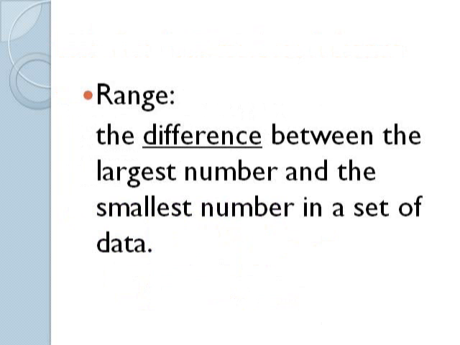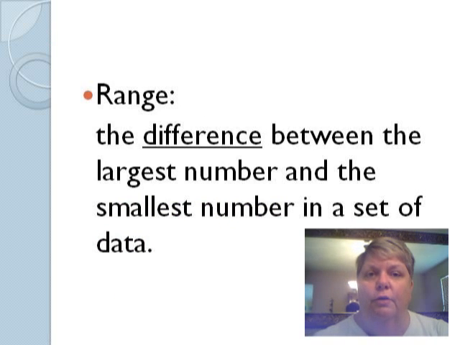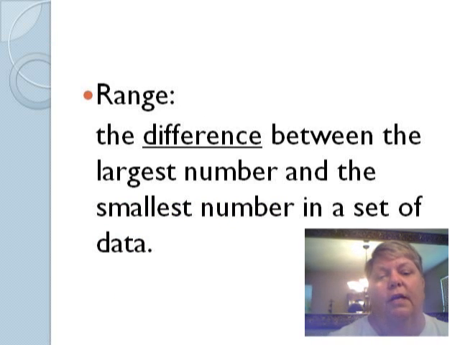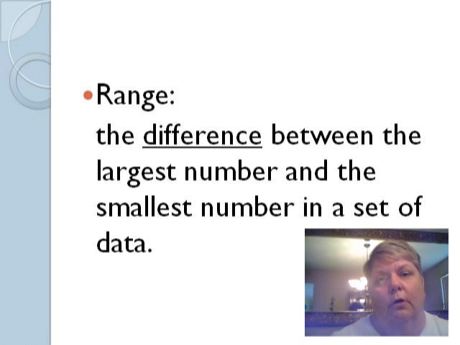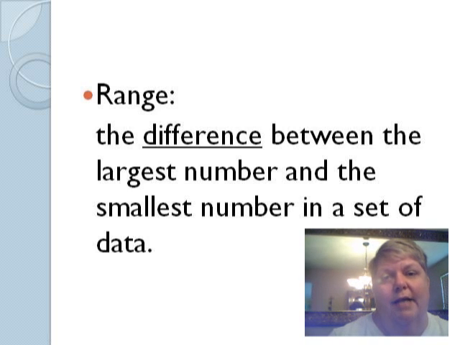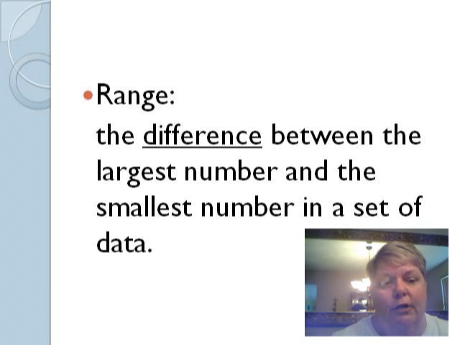All right. There's another vocabulary word in this section. It's range. When it comes to the range, you're looking for the difference between the largest and the smallest number in a set of data. So, for example, if we took a quiz and the scores ranged from 100 to 80, we would have a range of 20, because the difference between the highest and the lowest is 20. 100 minus 80 is 20.